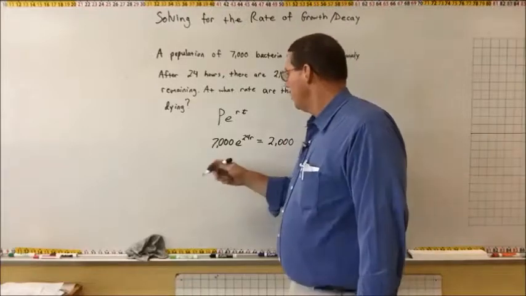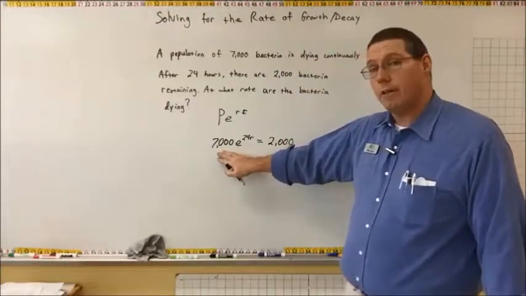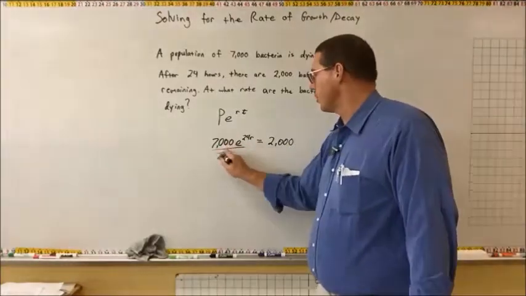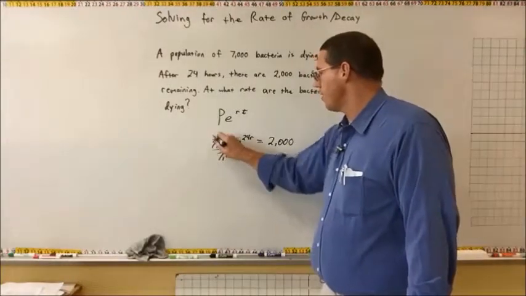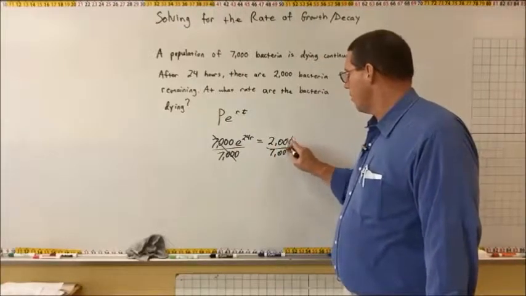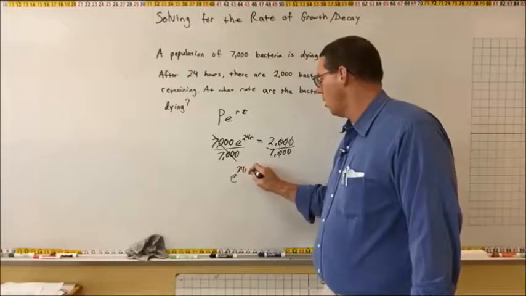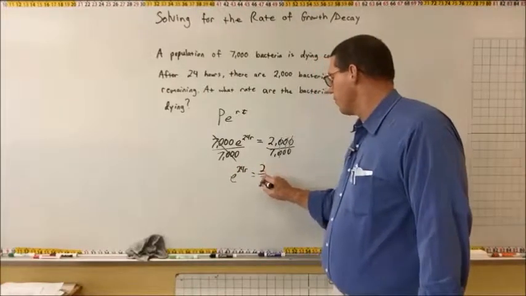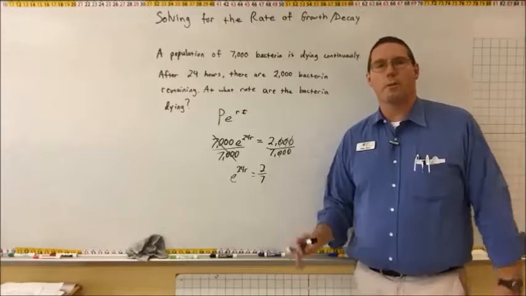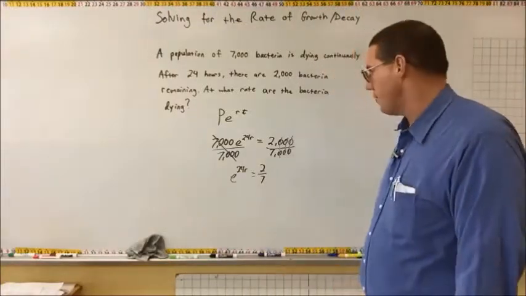Okay, now we can't cancel the exponential base until we get rid of the 7,000 that's in front of it. So the first thing we're going to do is divide by 7,000 on both sides. We can cancel all the zeros here, and we have e to the 24r is equal to 2 over 7. Now 2 over 7, we're not going to reduce that. It's going to be a crazy decimal. We're just going to leave it as 2 over 7.